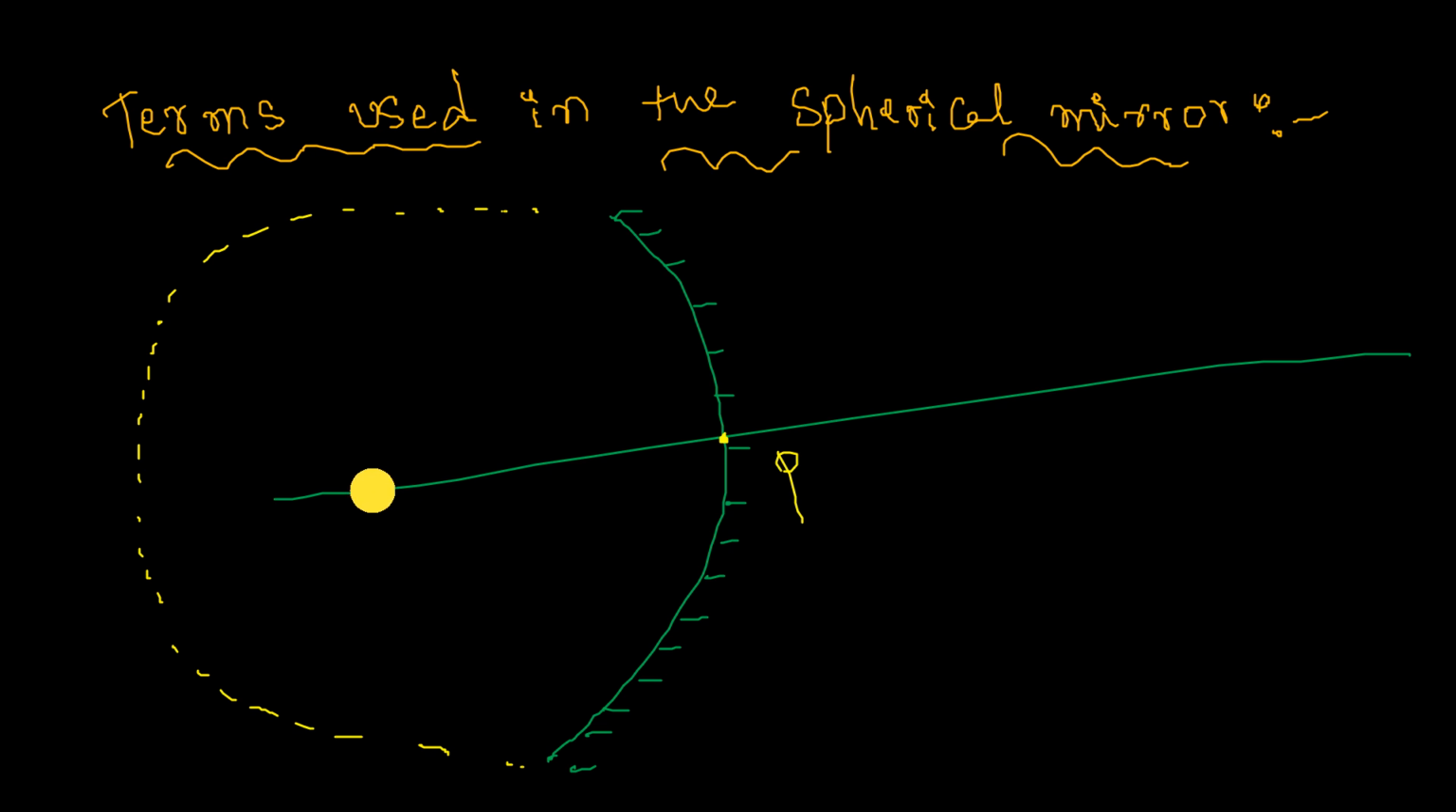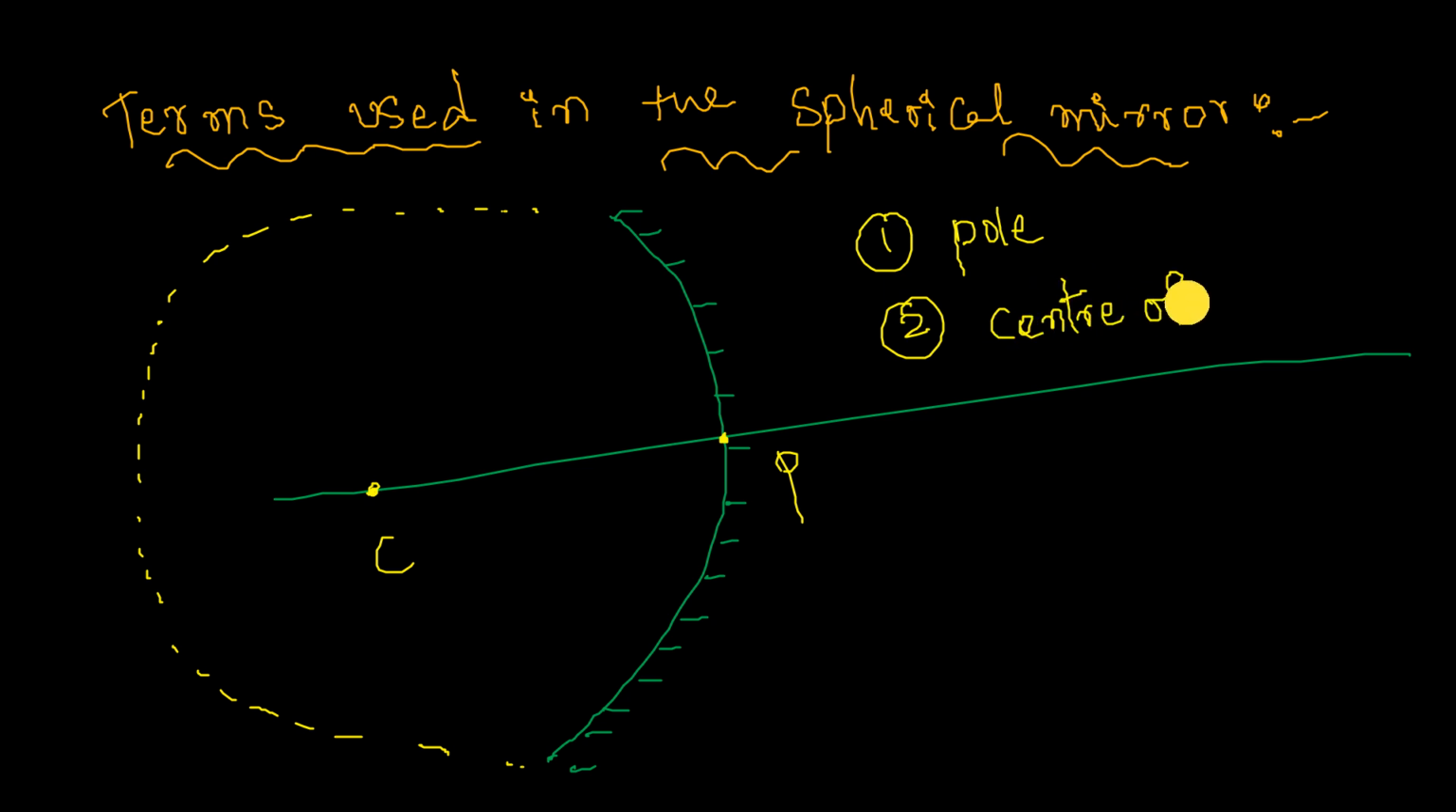And the center of the imaginary sphere, here you have to understand. This is the center of the imaginary sphere of which the mirror is a part. That is called the center of curvature. One is pole. Second one is center of curvature, and the third point is radius of curvature.